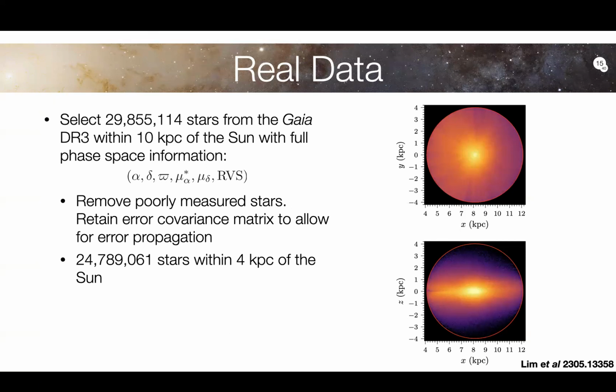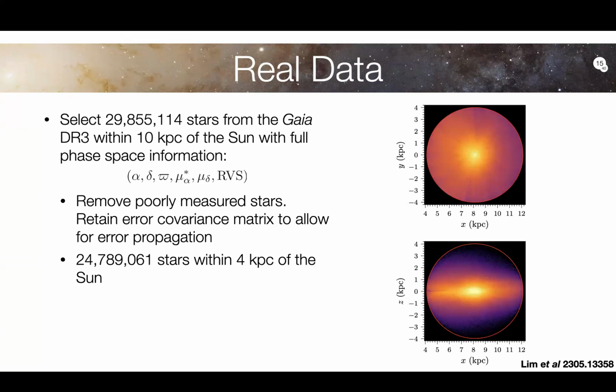We throw out the poorly measured stars. We are going to retain the full covariance matrix that Gaia provides us, so we can actually perturb within errors to do error propagation. We're mostly going to be interested in the 4 kiloparsec sphere centered on the sun, and there are about 25 million stars within that. After about 4 kiloparsecs in this data set, the errors start growing too much, and we just become insensitive to what's going on. So this is what the data looks like.